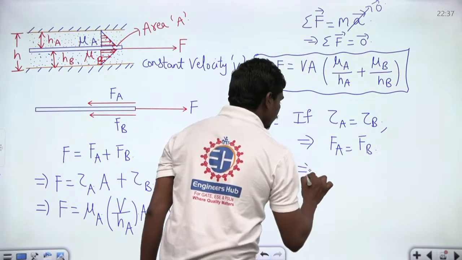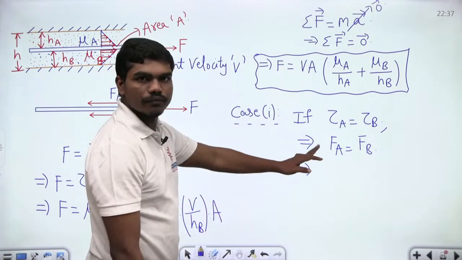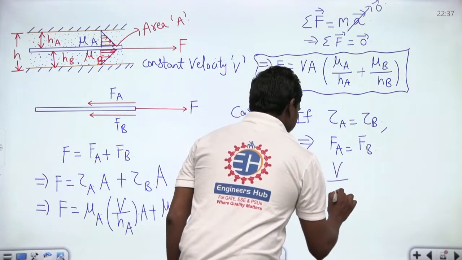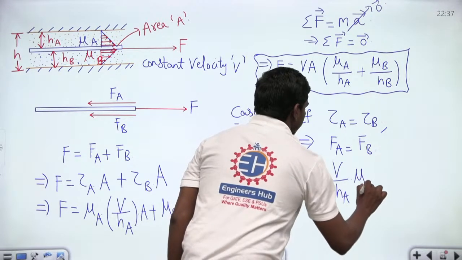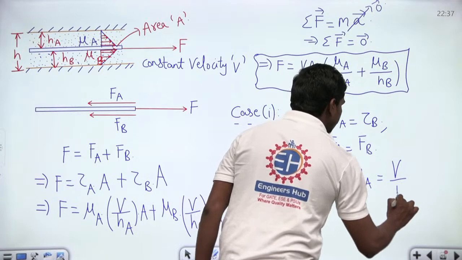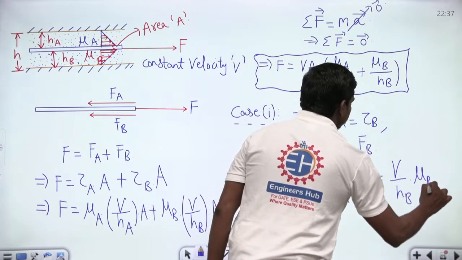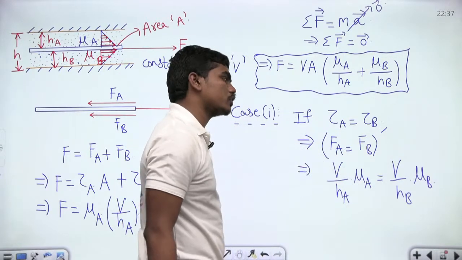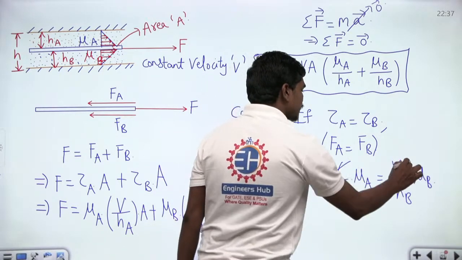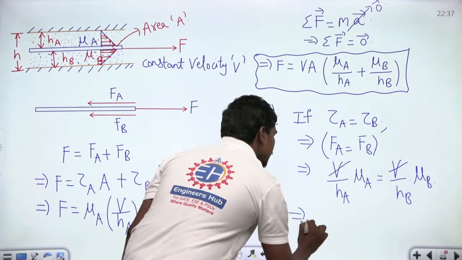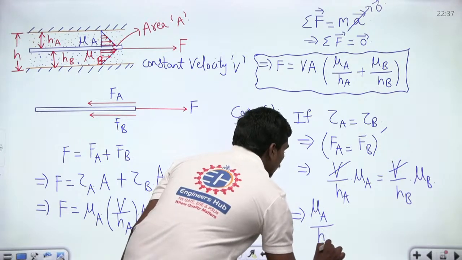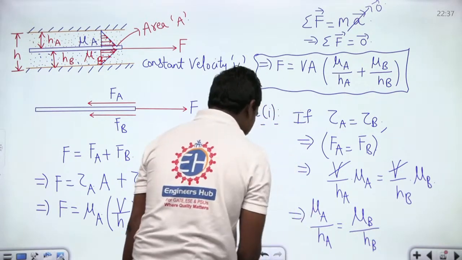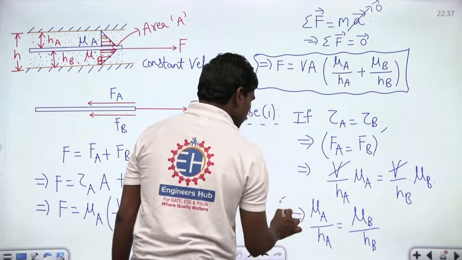Correct? So what is the shear force? Basically we can write tau A into area, where tau A is mu A into the velocity gradient, V divided by HA. And of course this is equal to V by HB into mu B. Correct? Because the shear stresses that are acting are equal, the forces that are acting are equal. So if you write the expression for shear stresses in terms of Newton's law of viscosity, this is what you have. Your V gets cancelled on both sides of the equation, and this implies mu A divided by HA is equal to mu B divided by HB. So this is the condition in which the shear stress acting on both the layers will be same.